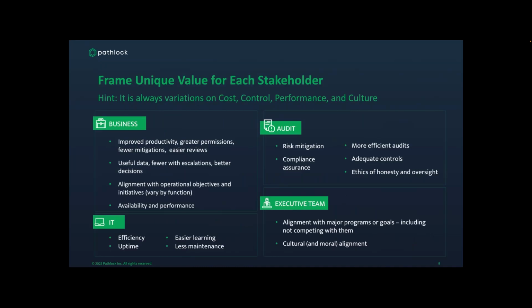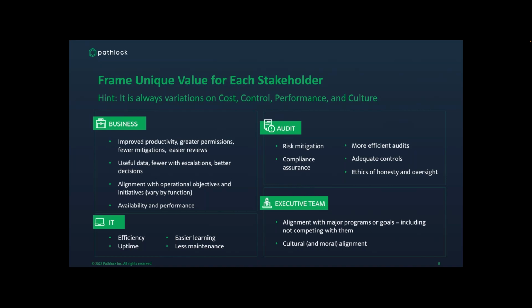Next is framing it for each individual stakeholder. While it always comes down to these four components of cost, control, performance, and culture, it comes down in sort of different flavors, if you will. So for the business, cost control may have to do with improved productivity. So they have fewer mitigations to review. They can spend their staff in a different way, or perhaps performance is seen in terms of the availability of the SAP environment and the performance of the environment.